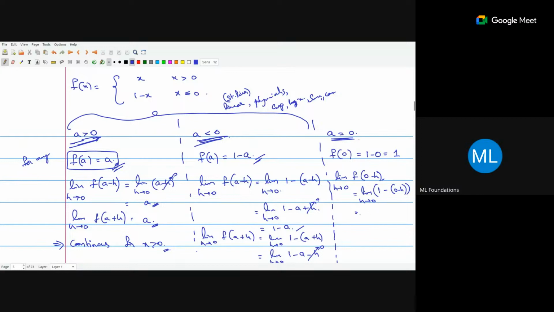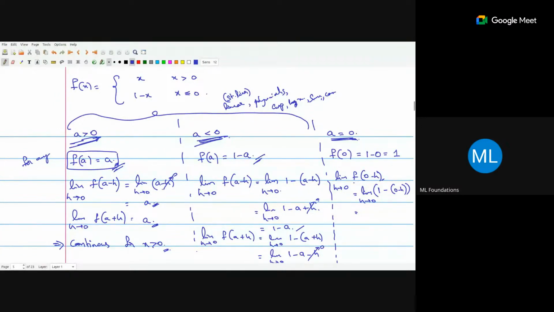So now I am trying to find whether this is continuous at x equals 0 or not. For that I need the left hand limit and the right hand limit at 0. So I am computing the left hand limit now. The left hand limit will be f of 0 minus h. Just like a here, I know a is 0, so instead of a minus h, I just substituted 0 and wrote 0 minus h.